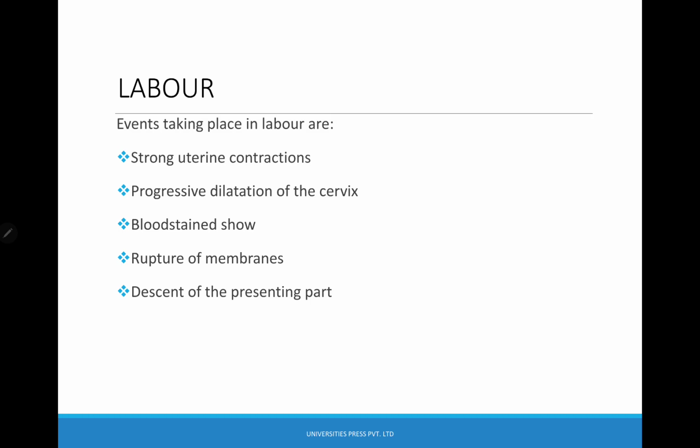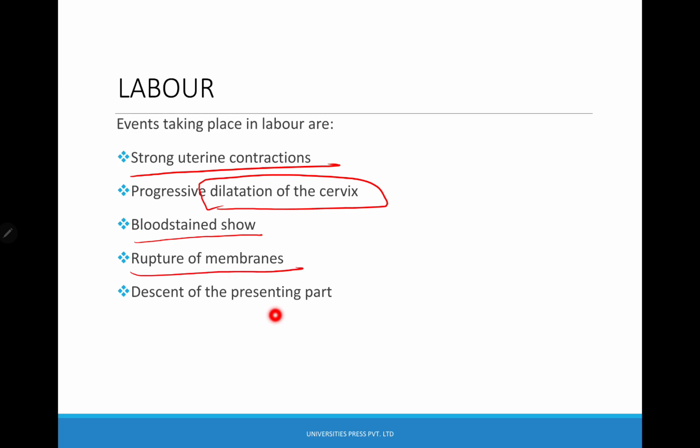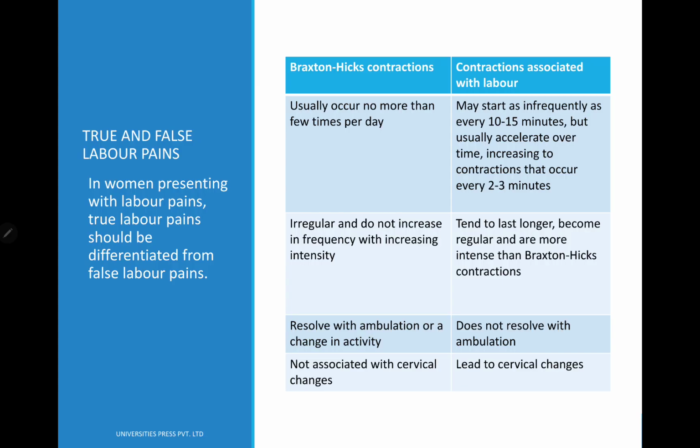Labor events are strong uterine contractions, progressive dilatation of the cervix, blood-stained show, rupture of membranes, and descent of the presenting part. So this is going to be the order.